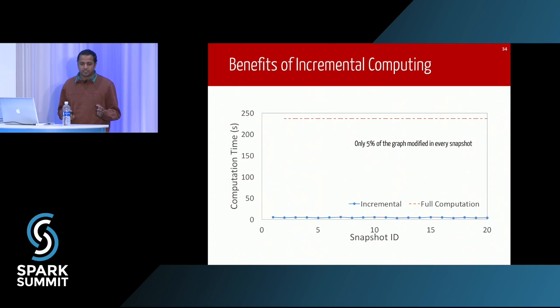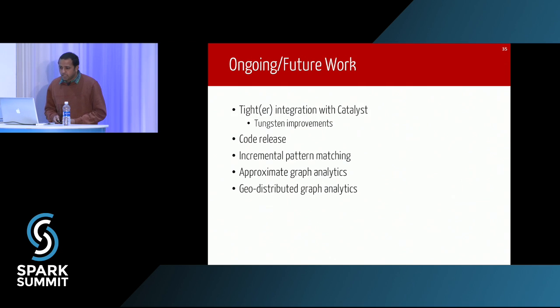We start with the original graph, we compute the connected components on the graph, and after changing the graph by 1%, how much time does it take for Tegra to complete the computation compared to restarting the computation? The orange line on the top shows the recomputation time, and the blue line shows the recomputation time by Tegra, which is much more significant, and we see up to 50x reduction in computation time because it's only working on the modified part of the graph.